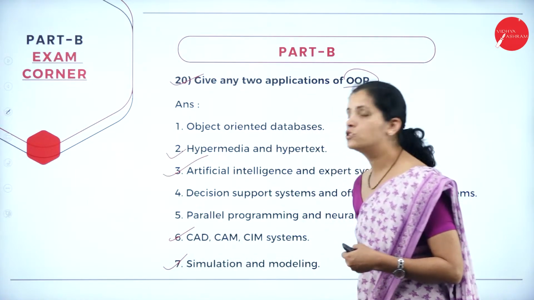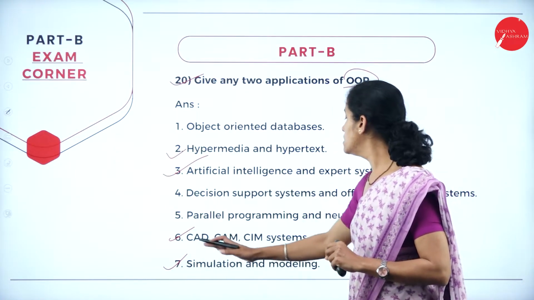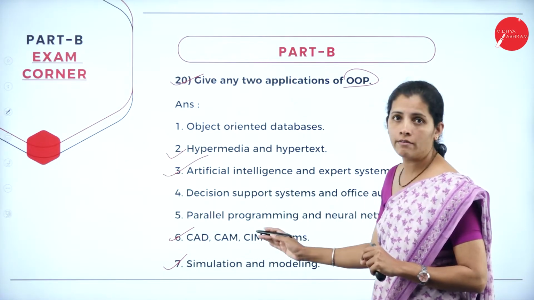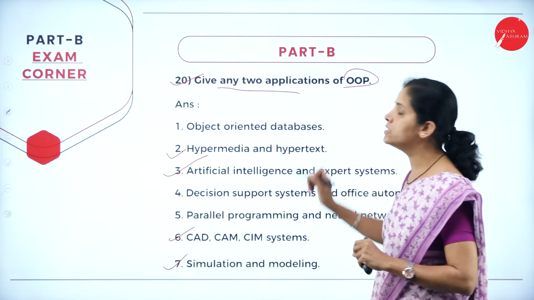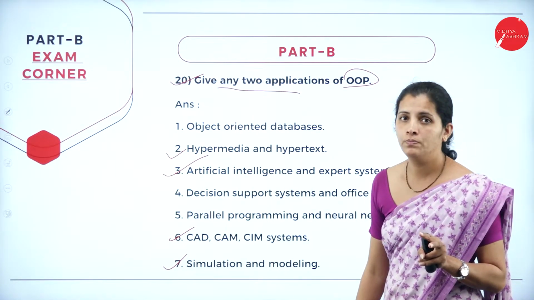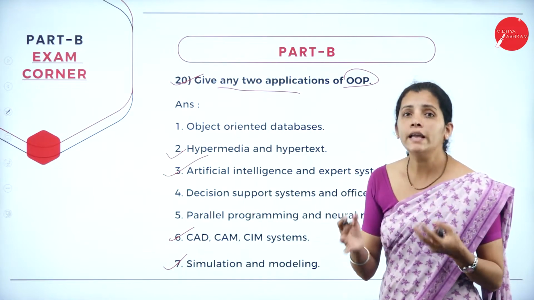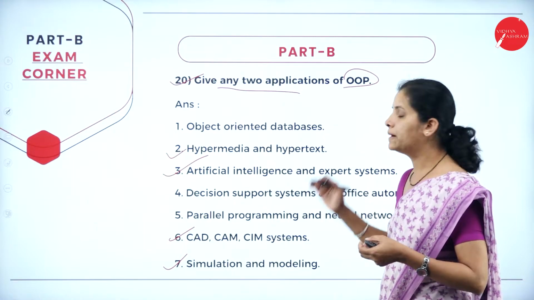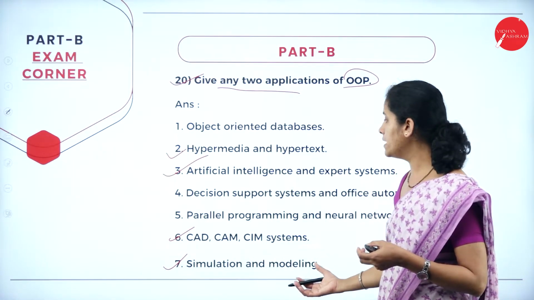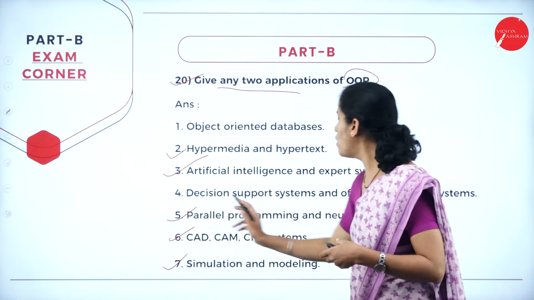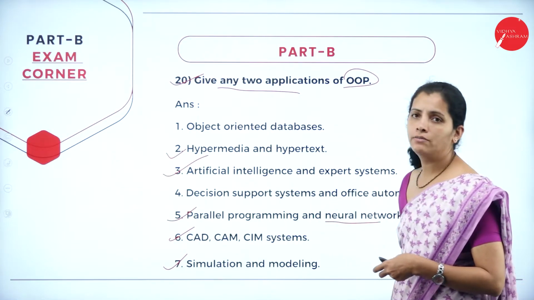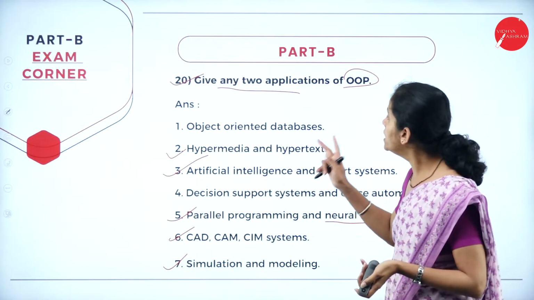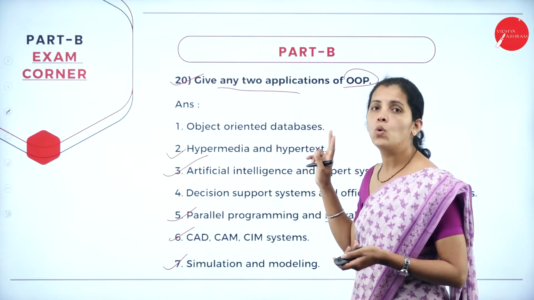Even I can specify applications like simulation and modeling. So here I listed 7, but according to the question, I want to write any 2. Out of 7, I can write any 2. The best ones are hypermedia as well as hypertext, simulation and modeling, or parallel programming, or neural network, anything you can write. But you need to list only 2 applications of OOPS.